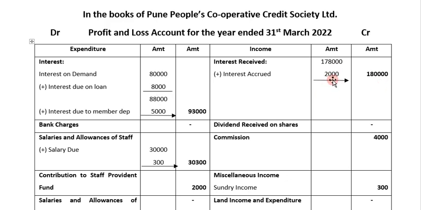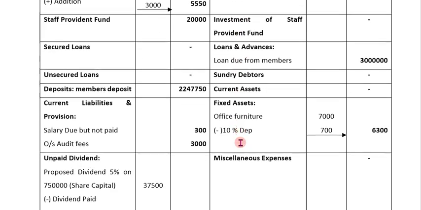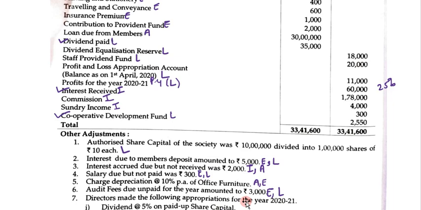Now the second effect of this 2000 will come on the asset side under the heading other items: interest accrued due but not received 2000 rupees. Clear? The first effect and the second effect of the adjustment number 3. First effect, in income received add, and the second effect of this 2000 rupees will come on the asset side under the heading other items.